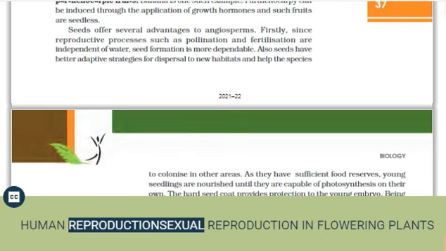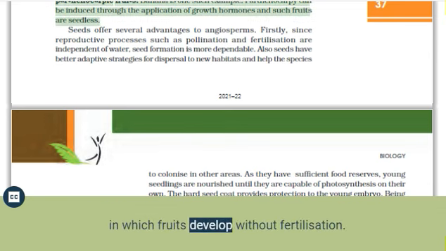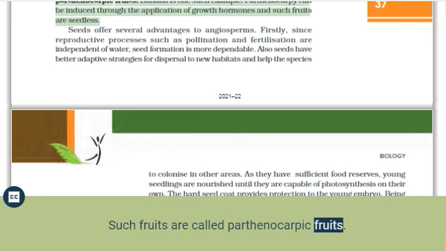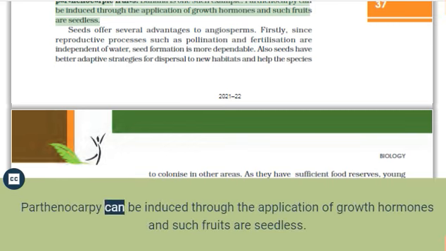Sexual reproduction in flowering plants, in which fruits develop without fertilization. Such fruits are called parthenocarpic fruits. Banana is one such example. Parthenocarpy can be induced through the application of growth hormones, and such fruits are seedless.